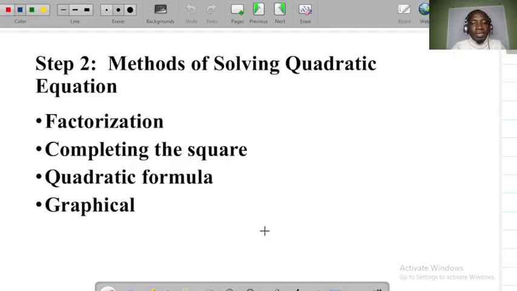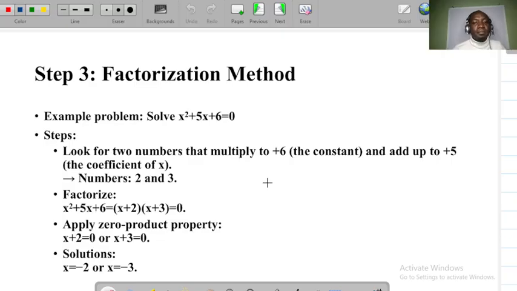Methods to solving quadratic equation. We have about 4 methods of solving quadratic equations. The first is what I call the factorization method. The second is the completing the square method. The third is the quadratic formula method, and then the fourth is the graphical method. Now, for the purposes of this class, we shall be looking at the factorization method.